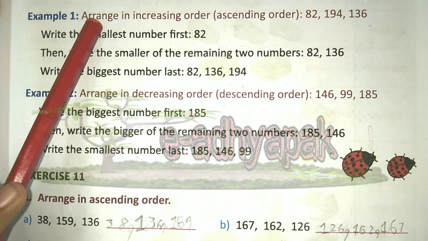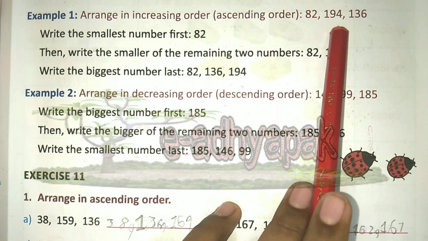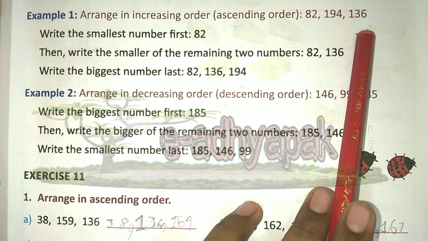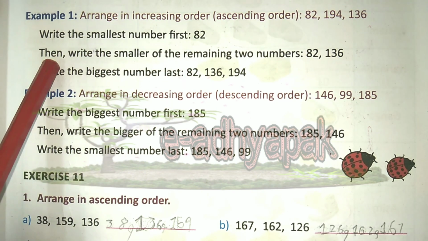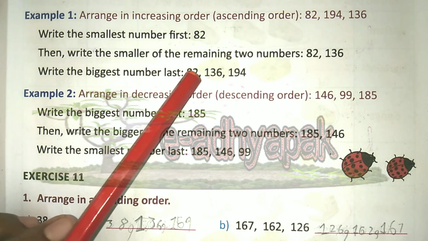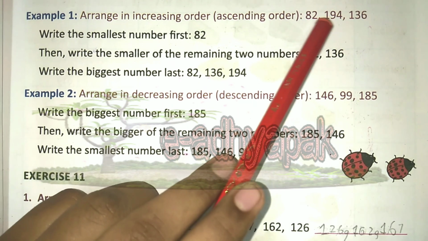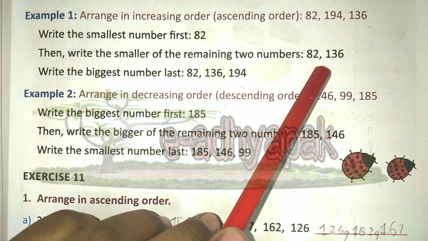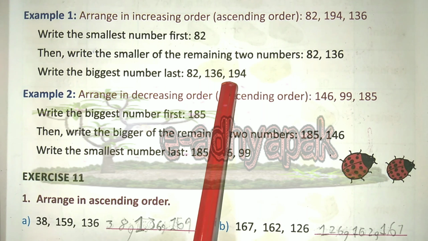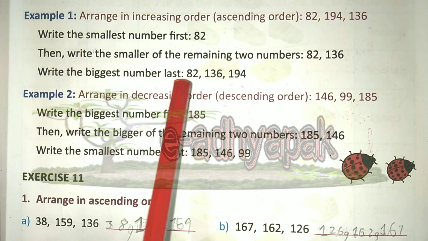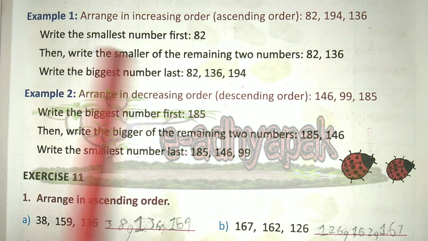Example 1. Arrange in increasing order. This means ascending order. 82, 194 and 136. First we have to write the smallest number, which is 82, then write the smaller of the remaining two numbers, 194 and 136. In these two numbers, 136 is the smaller. Write the biggest number last, which is 194. So the answer is 82, then 136, then 194.